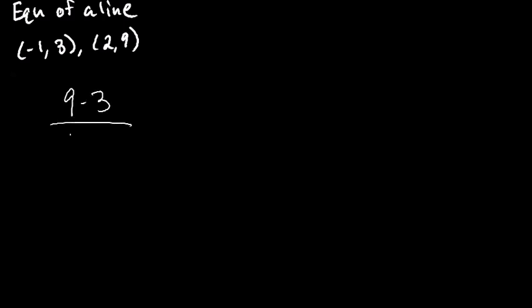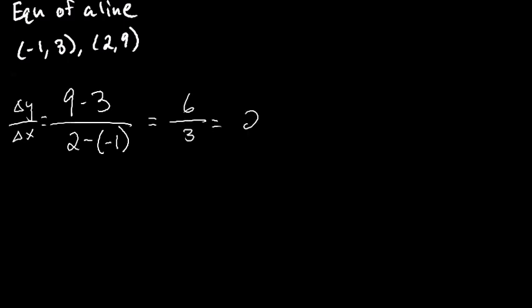9 minus 3 over 2 minus negative 1. Make sure you're consistent with your first point and second point. And y's over x's. Change in y over change in x, always. So I get 6 over 3, 2. So here's my slope. And which point do I want to use? Well, it doesn't really matter. I'm just going to go ahead and use this one because they're a little bit smaller numbers.